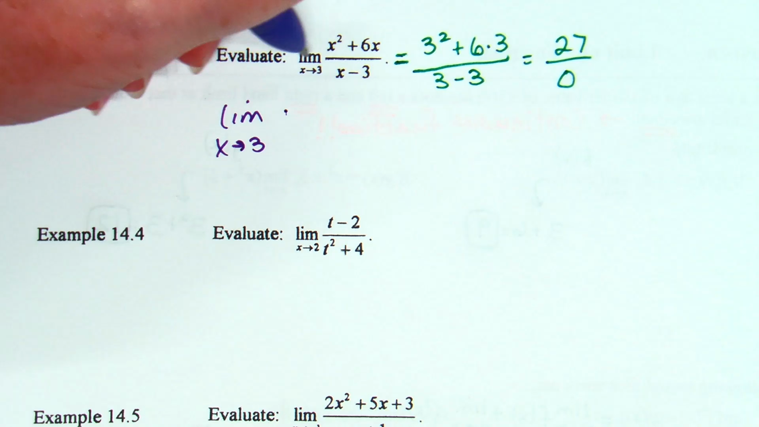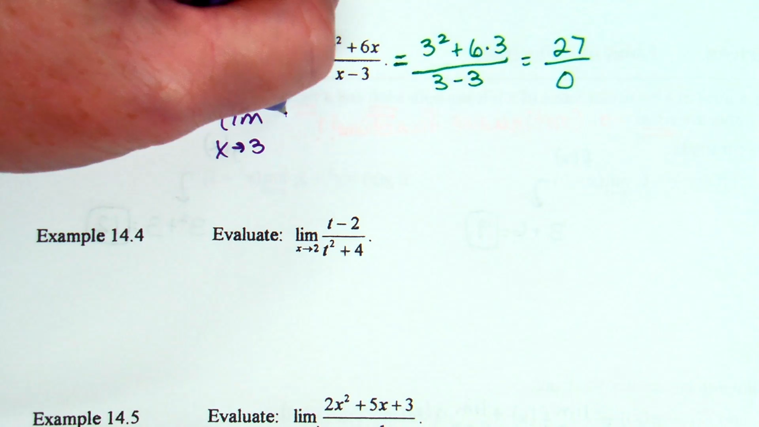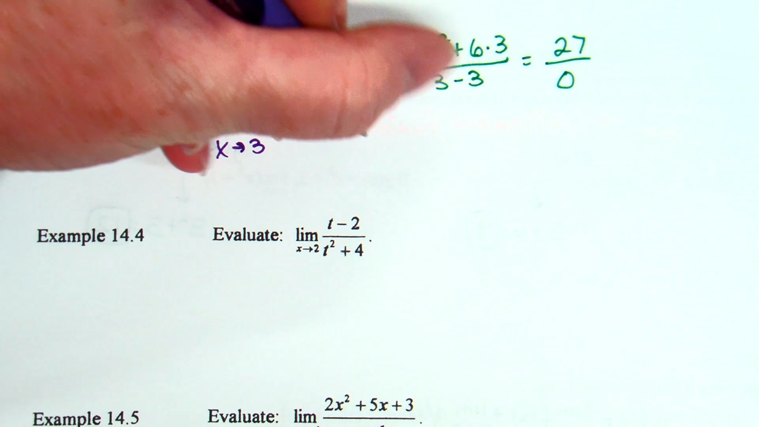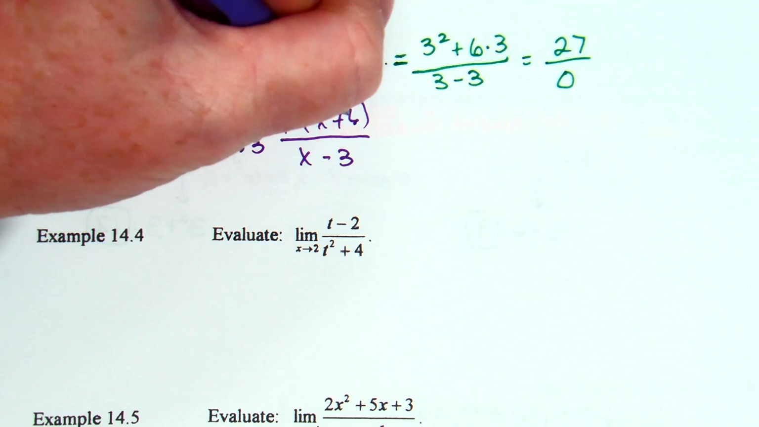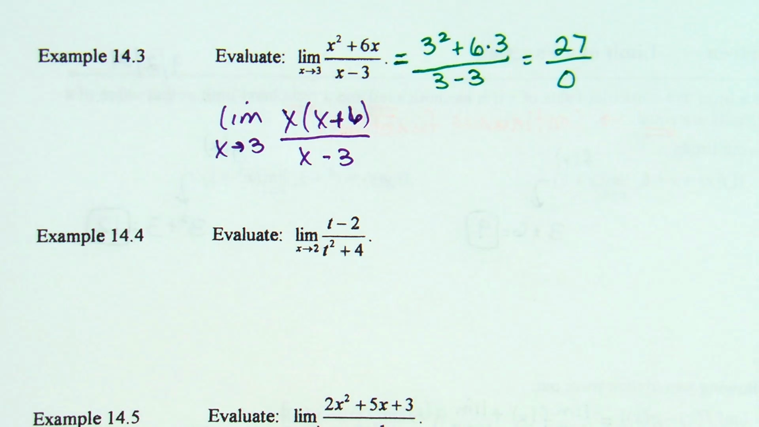On top, x squared plus 6x both have a GCF of x. So we get x times x plus 6 over x minus 3. Well, did that help any? Does anything cancel? We're not supposed to be looking at the graphs, but I want to show you what's happening because the denominator is 0.